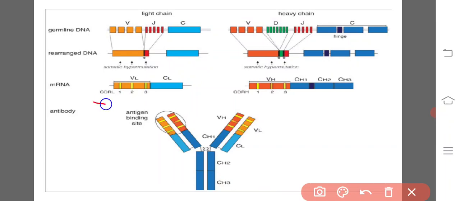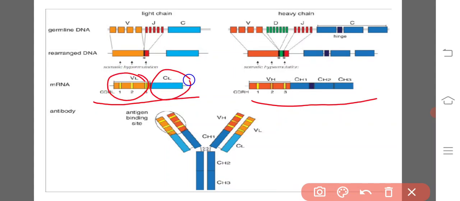So this is the light chain and this is the heavy chain. This is the variable light chain and this is the constant light chain. Here the variable heavy chain and the constant heavy chain, with one region, two regions, and three regions.